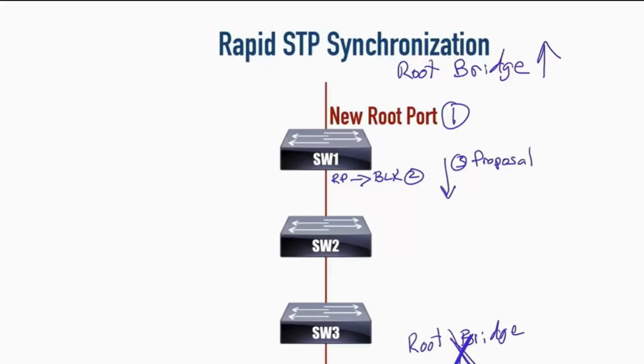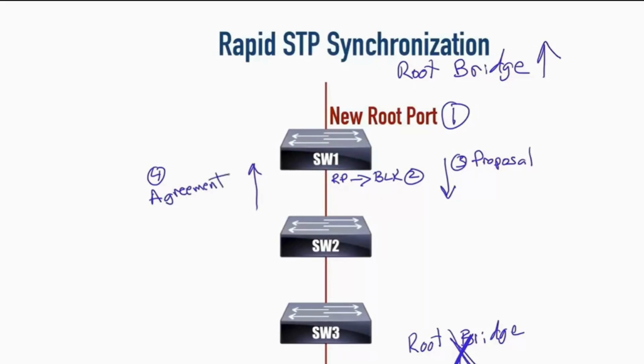And this proposal says, I propose that I know a better way to get to the root bridge. Our other root bridge is no longer available via the path you used to use. Now I'm the best way to get to the root. And if switch 2 believes that, if it accepts it, it will send out an agreement. That's going to be step number 4. We'll say, okay, I'll agree to that.